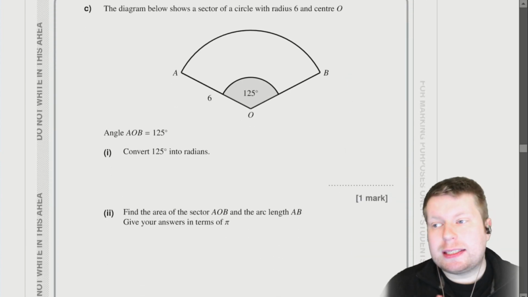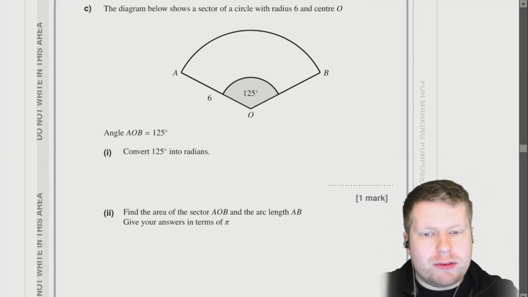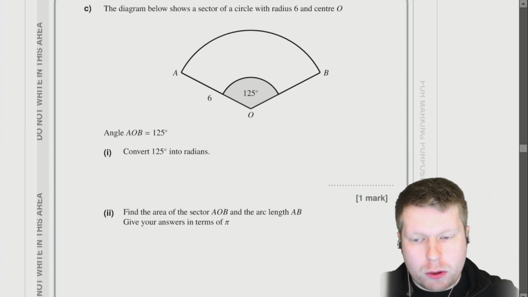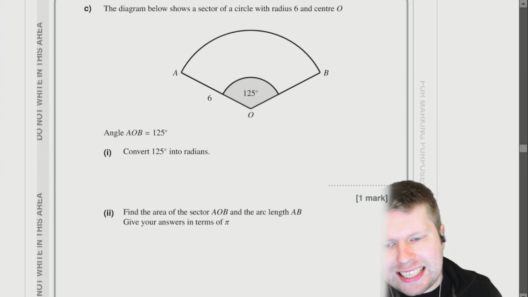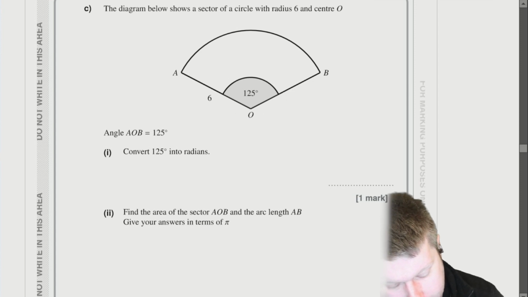So now this is talking about sectors. So we've got the diagram below shows a sector of a circle with a radius of 6 and a center of O. We need to calculate, we know that the angle here is 125 degrees.